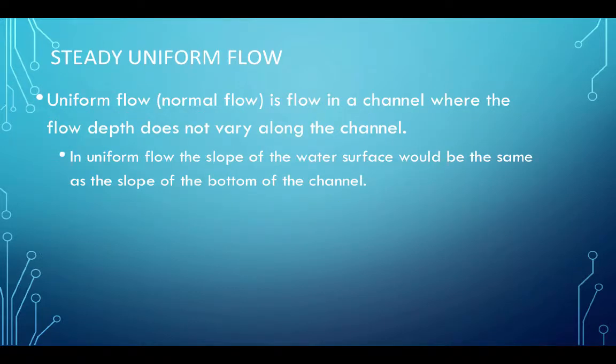Uniform flow, or normal flow, is flow in a channel where the flow depth does not vary along the channel. In uniform flow, the slope of the water surface would be the same as the slope of the bottom of the channel, and actually, in fact, the energy slope would also be the same. We'll see that in the next lesson when we look at the gradually varied flow derivation.